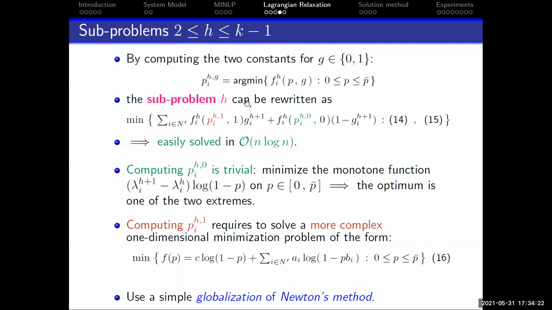The problem is how we compute these constants, p_ih0 and p_ih1, the constants corresponding to g equals 0 and g equals 1. Now, for g equals 0, the problem is trivial because we minimize this monotone function over this interval, and the optimum is one of the two extremes. But computing p_ih1 is a bit more complex. It is still a one-dimensional minimization problem in this form, but it requires a little bit of work. Basically, we use the simple globalization of Newton's method.